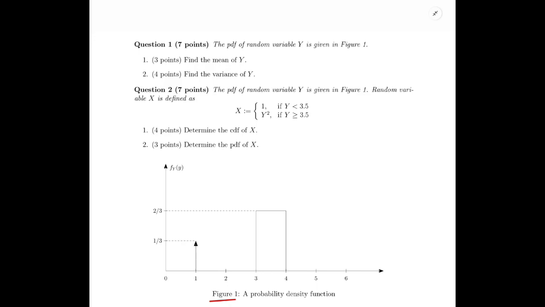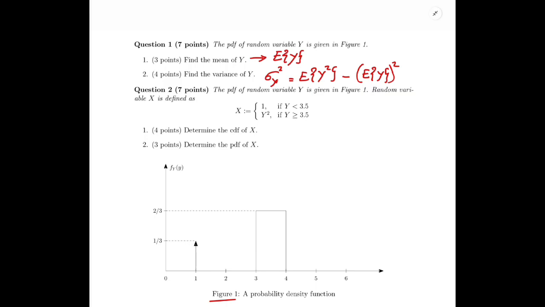So to solve this question, to find the mean and the variance, first of all, we know that the mean of y is given by the expectation of y, and the variance of y is defined as the expectation of the random variable y squared minus the mean of the variable y to the power of 2.